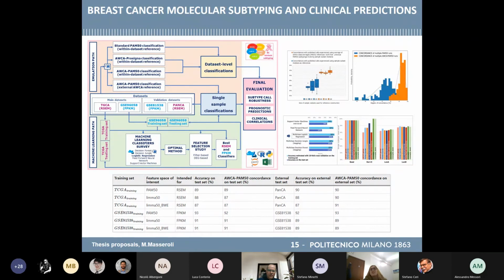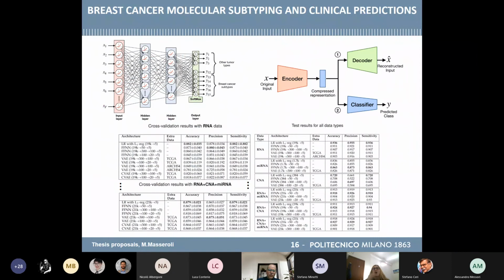So all the possible genes, as Marco told you, around 20,000-30,000 genes per patient at the beginning. So of course, feature selection study becomes a crucial aspect in this kind of work. And this topic was the main focus also of the following thesis, in which we were interested in trying deep approaches on this kind of task.